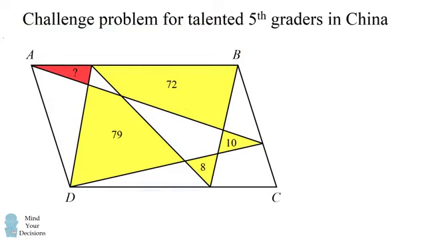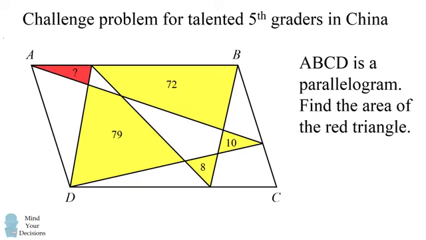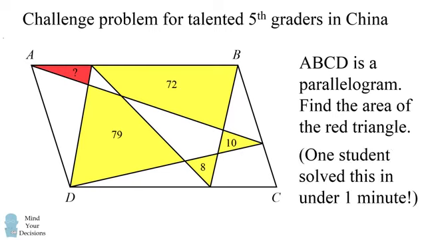Now, if you like this problem and wanted a little bit more of a challenge, I previously discussed a challenge problem for talented 5th graders in China. We have a parallelogram, ABCD, and you need to find the area of the red triangle. Remarkably, one student solved this in under a minute, and it uses the same principles that I described in this video. Did you figure out this square problem?